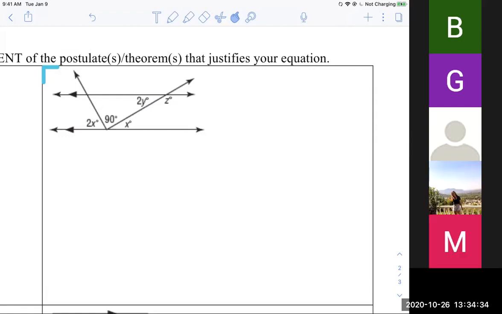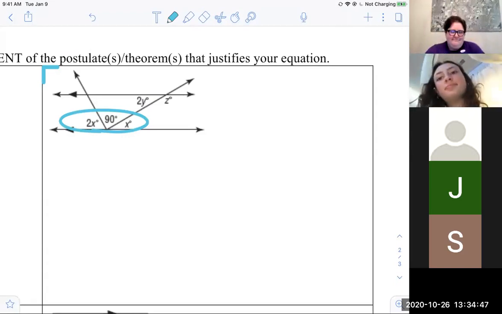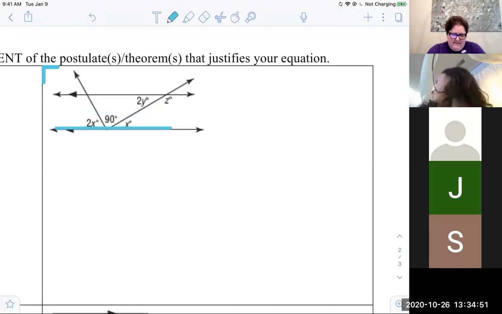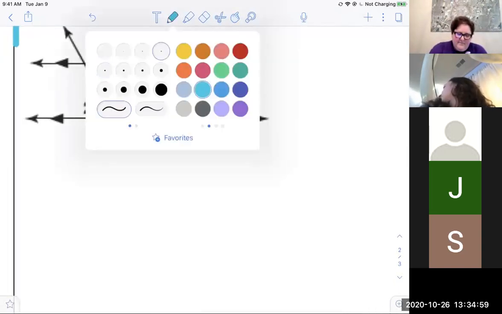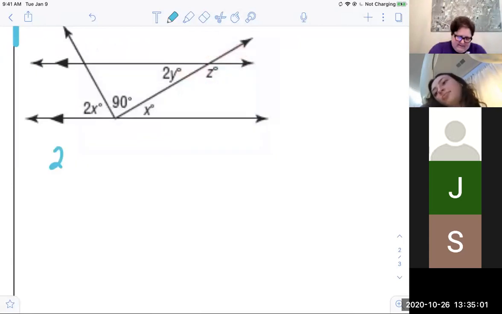I don't know. What about this right here? What is that? It's the line. Okay. So if we add those, it would be 2x plus 90 plus x equals 180. Good. 2x plus 90 plus x equals 180.